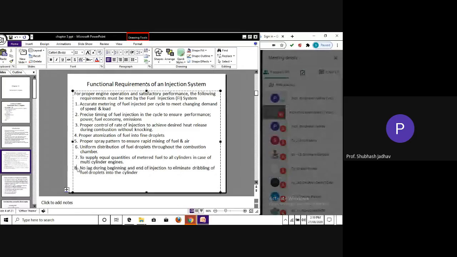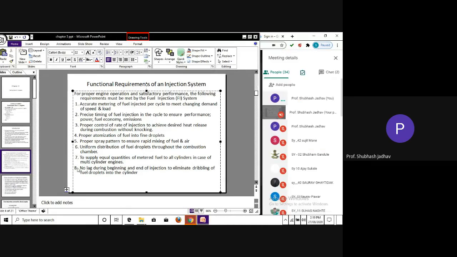So that becomes again an issue where we can ensure, by ensuring proper rate of injection, that the proper heat release pattern is being achieved, and correspondingly the proper combustion. That means the combustion can be a normal combustion, it can be a knocking combustion, or while we are studying about combustion, we will be discussing all those things.